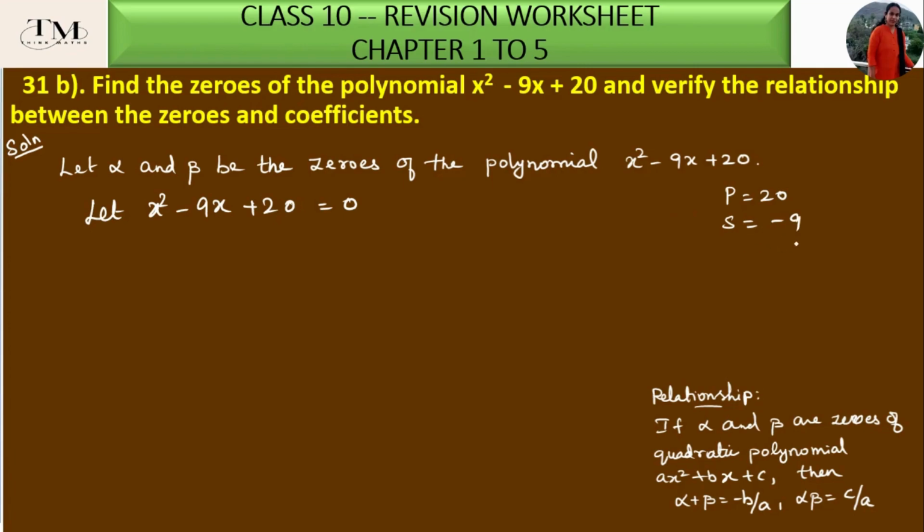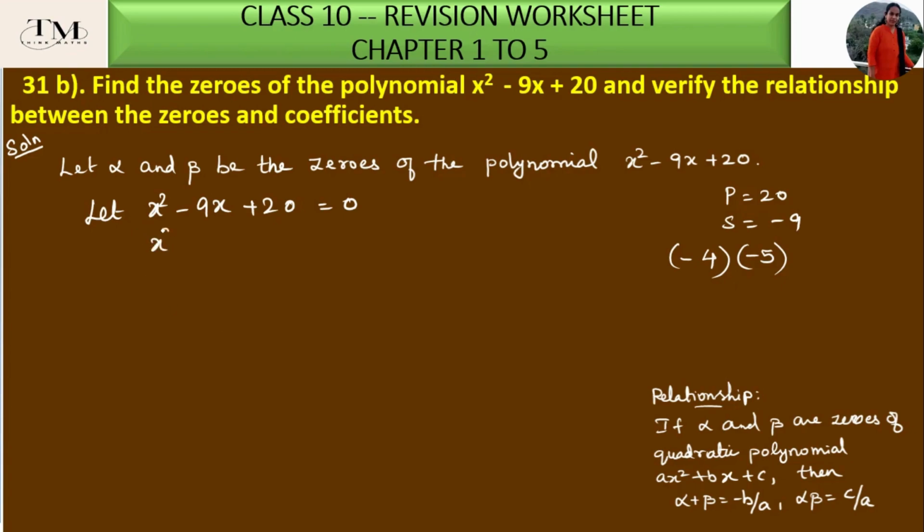So if we take 10 and 2, 10 into 2 is 20, but with 10 and 2, addition or subtraction, you will not get 9. So we can take 4 and 5. So 4 into 5 is 20, but we need minus 9. If we add these, we get plus 9. So put a negative for both, you will get minus 9. So these two are the values.